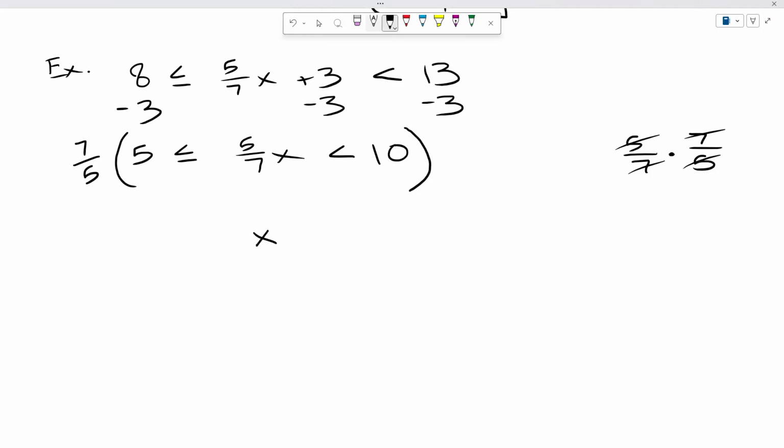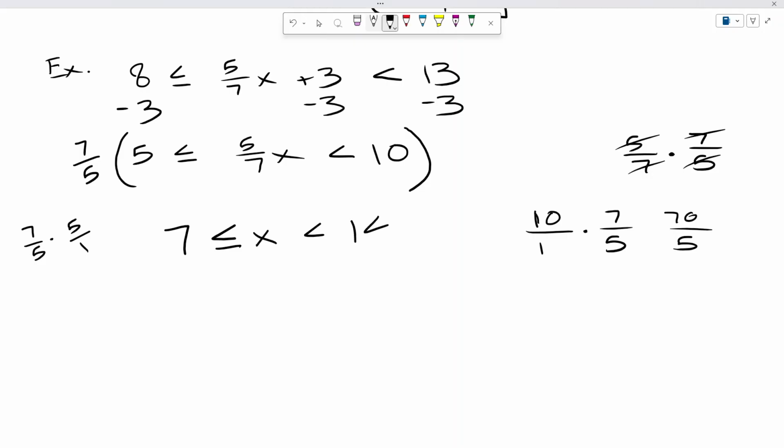All right, so when we do that, we'll just have x left in the middle, and then over here we're taking 7/5 times 5, be like saying 5/1, and then we just multiply straight across. 7 times 5 is 35. And then on the bottom we have 5 times 1 is 5. So 35 divided by 5 is just 7. Then over here we'd have 10 times 7/5. So we have 70 divided by 5, which will be 14.